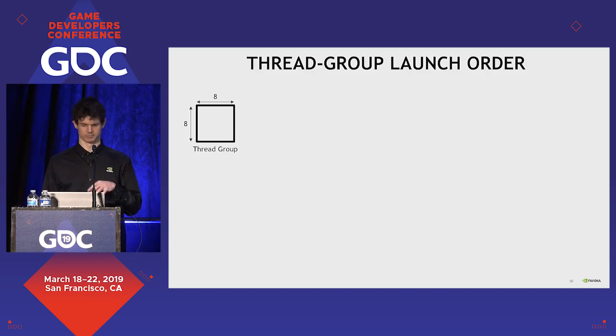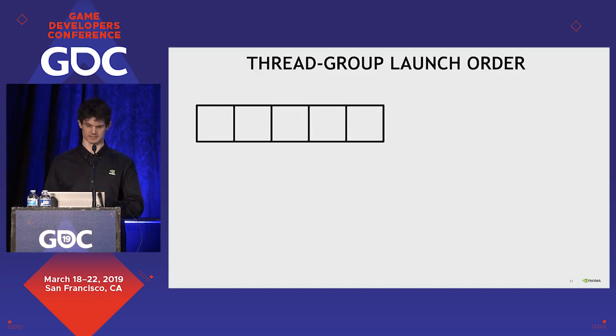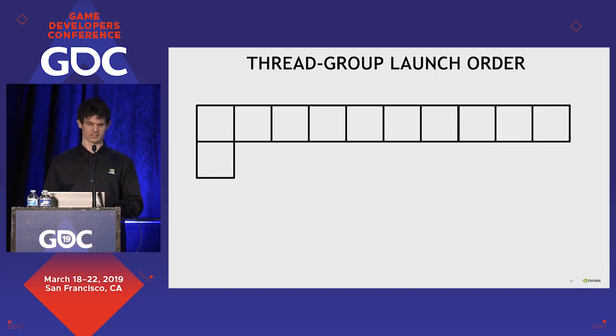By default, if you launch a 2D compute shader, the launches are in row-major order from left to right. So the first one is here, the next launched thread group is on the right of it, and then it goes like that. It fills in the first row from left to right, and then it goes to the second row.